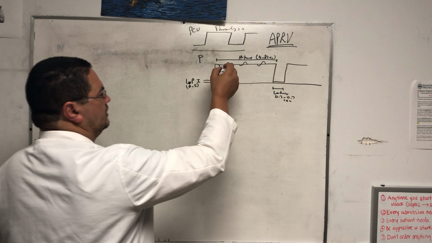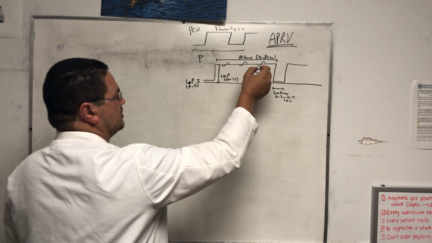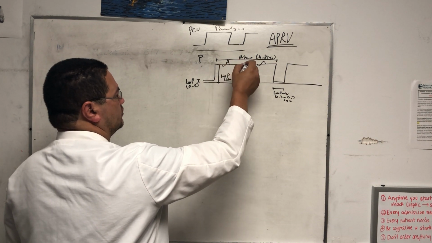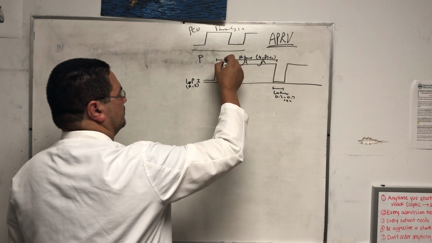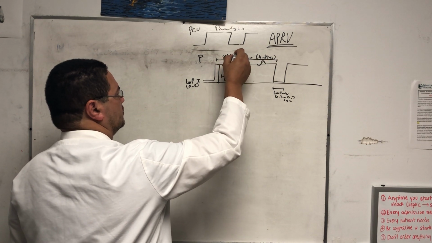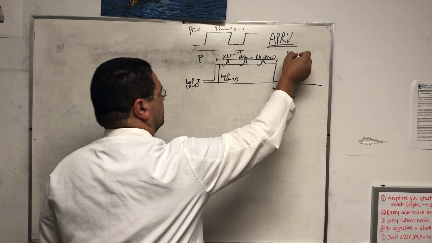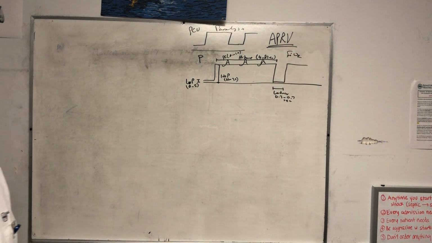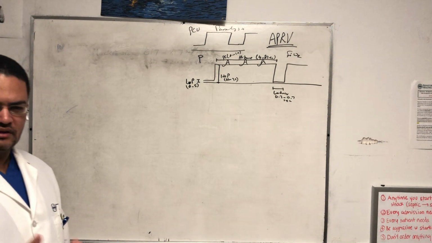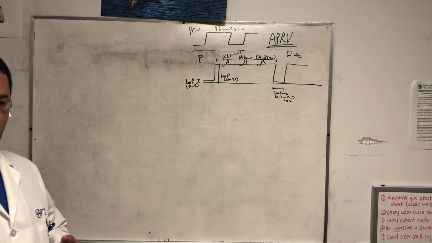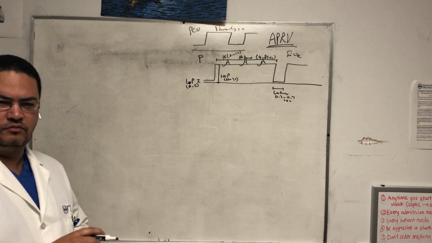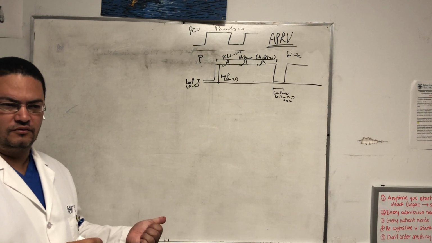And then each one of those small breaths here can be supported with a pressure support breath. That's called pressure support, 0 to 10. And then the FiO2. So how many set parameters do we have? 6. High pressure, low pressure, high time, low time, pressure support, and FiO2.